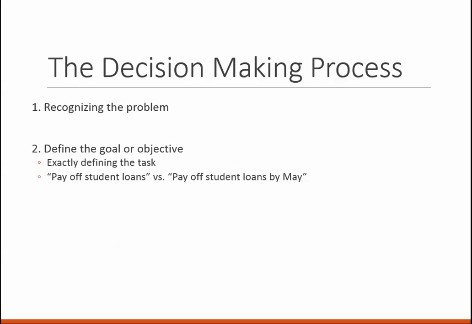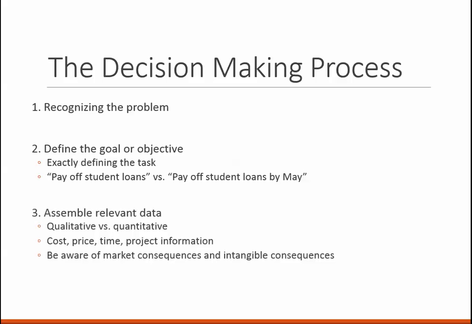Recognizing the problem, that's self-explanatory. Defining the goal or objective. This is important because it's not the same to say pay off student loans versus pay off student loans by May. The economic plan to achieve each one of those can look vastly different. Assemble relevant data, so qualitative versus quantitative. Quantitative is numbers. Qualitative is something that can't be measured in numbers, but it can be assigned numerical value so that we can then treat it in a quantitative matter if that's what we need. So we're going to make sure to know things about the cost, the price, the time, the project information, and to be aware of market consequences and intangible consequences.